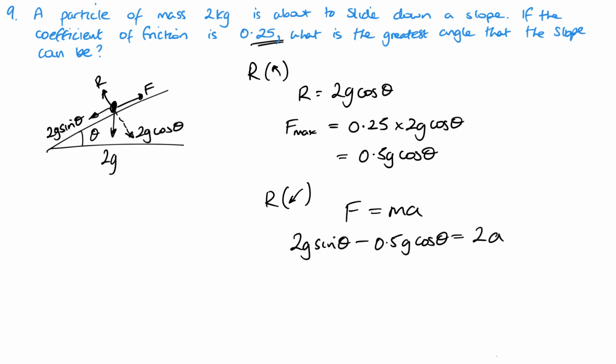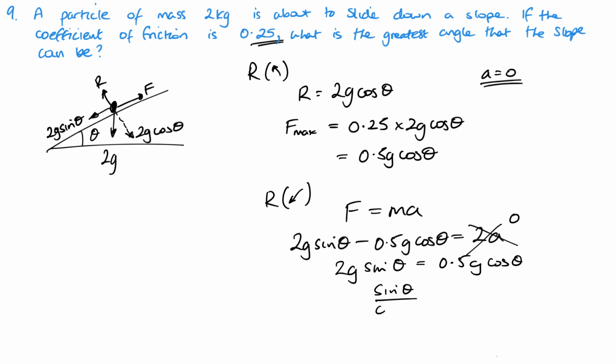Now, it looks like we haven't got enough information, but we do, because it's about to slide down the slope. That means it's limiting. Currently it's in equilibrium, but it's about to slide, which is why we can use the max friction, but also why acceleration is going to be 0. So that means this is 0, and we get 2g sine theta equals a half g cos theta.